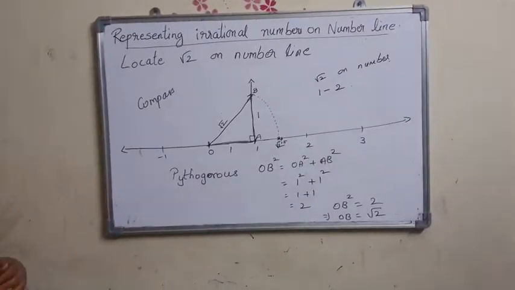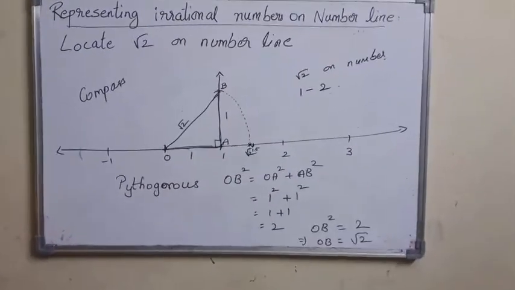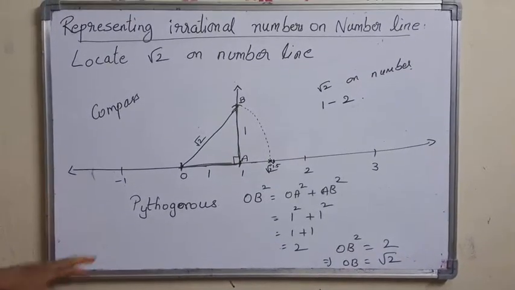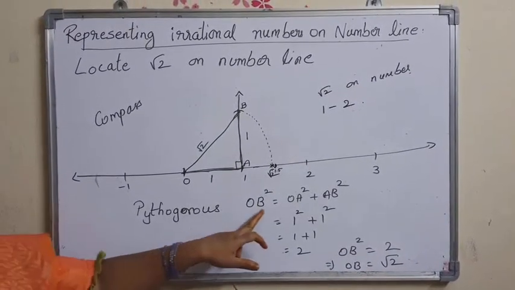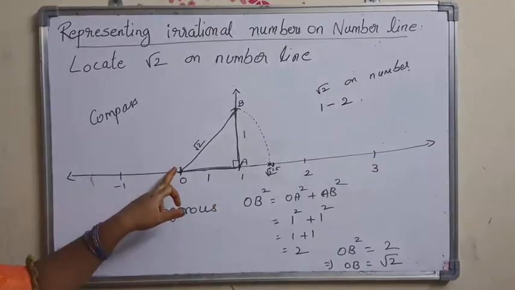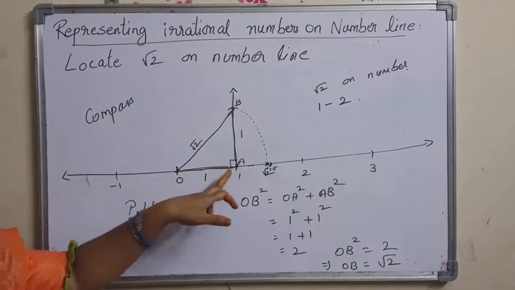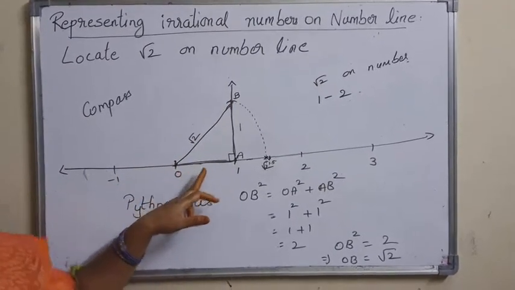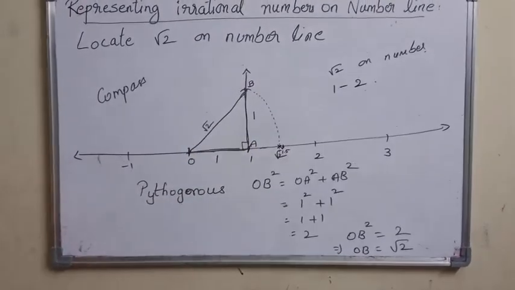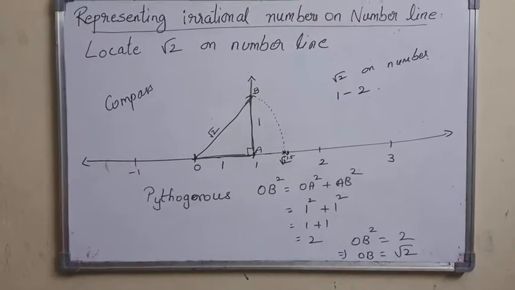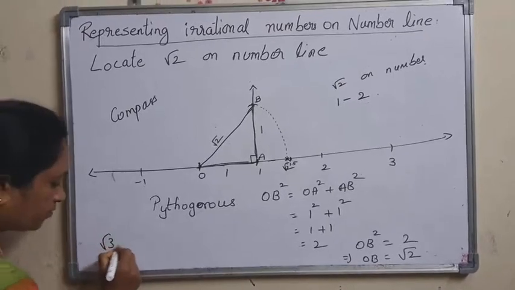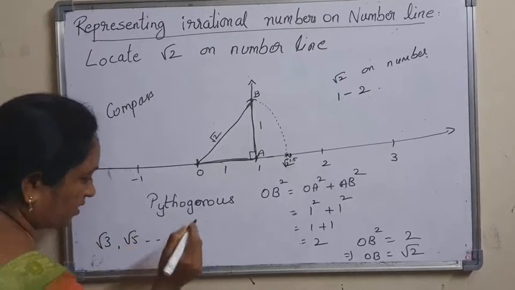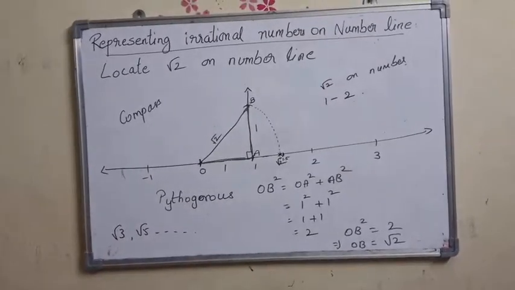Did you all understand, children? Here this is taken using your Pythagoras theorem. Pythagoras theorem is: hypotenuse square is equal to the sum of the squares of the other two sides. Now to find root 3, root 5, etc., we use this method of finding.